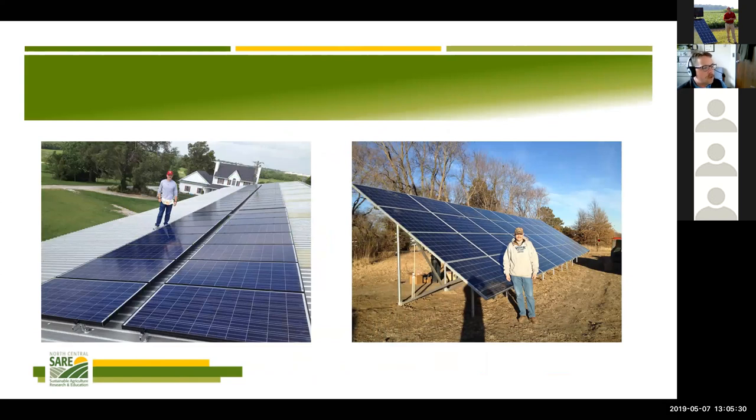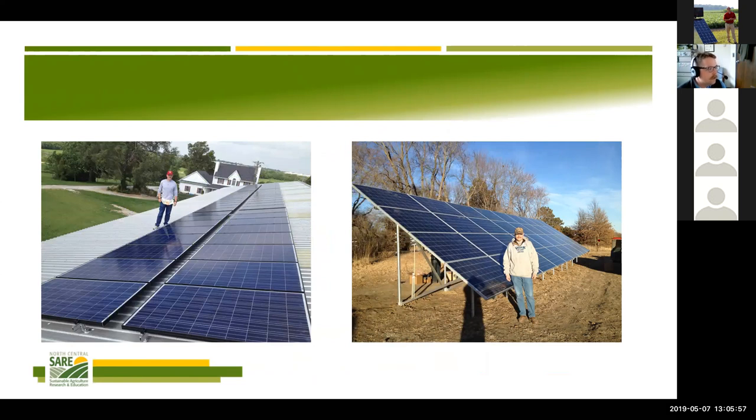It says not all solar is created equal. And basically what we're trying to say is that installation, where it's put and how it's installed, does make a difference with production. And so here are two examples that I helped install. One is a roof mounted system that's about 16 kW on the left, and a ground mounted system that's about 10 kW on the right.